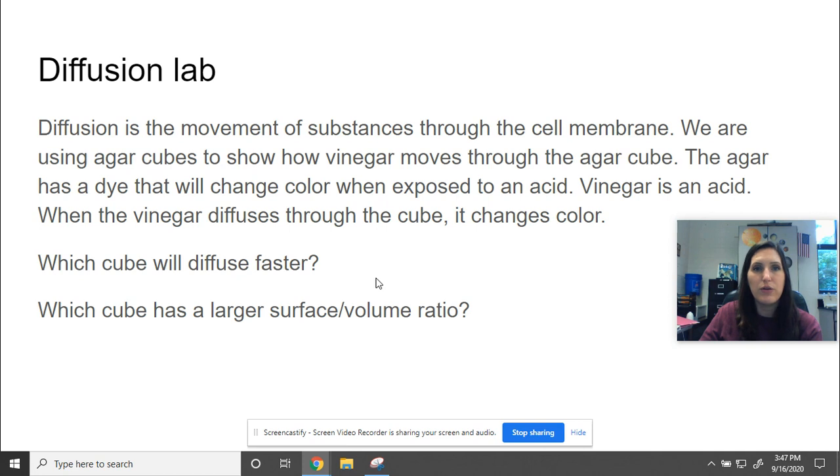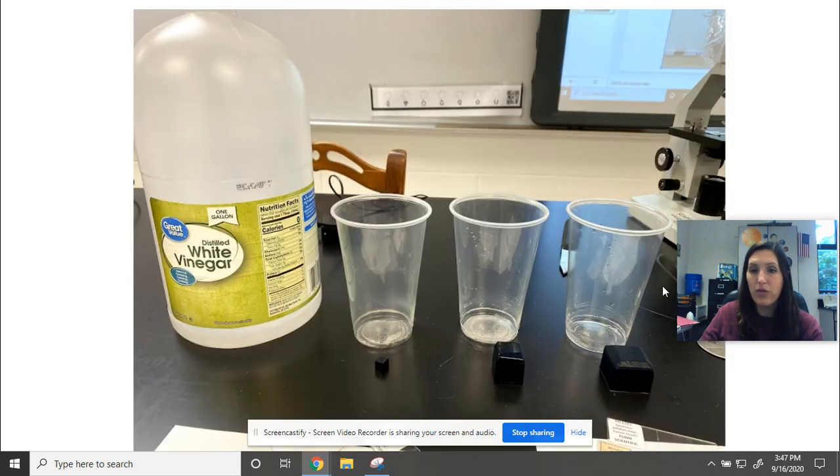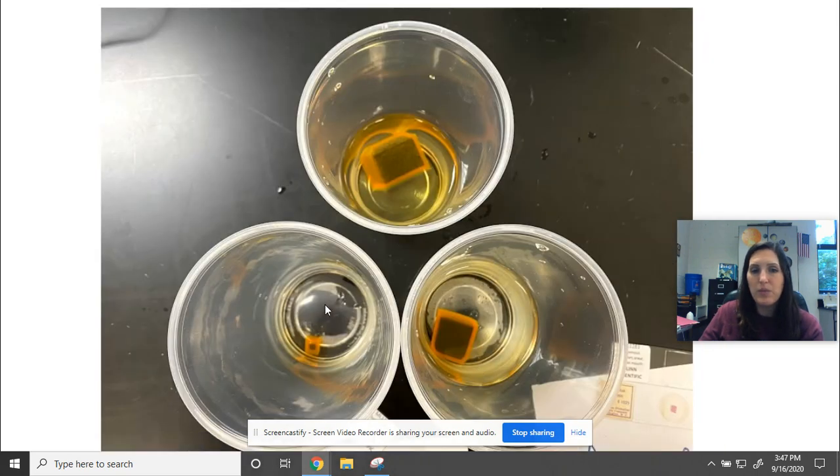All right, which cube will diffuse faster? Which cube has the larger surface to volume ratio? All right, so here are the 3 cups, and here are the 3 agar cubes: small, medium, and large. Which one will go first? We take the cubes and we put them in the vinegar. And look, you see how they start to change color. This is the agar, or the bromothymol blue, reacting to the acid of the vinegar. But let's think about it as the vinegar is diffusing into the cells.